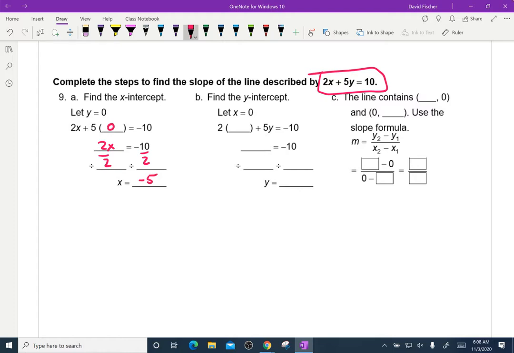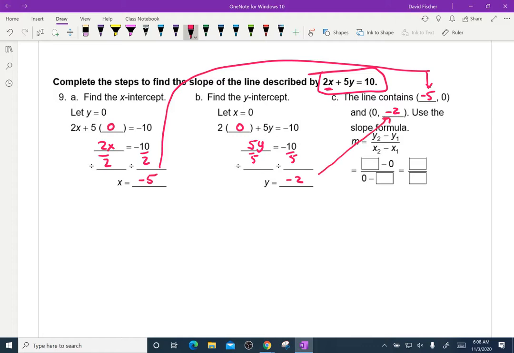Okay. Over here now, I'm going to put a 0 in for my x. Right there it is. So now my equation says 5y equals negative 10. We're going to divide both sides by 5. And so now my y equals negative 2. So now they want you to plug in the coordinates the line contains. My x value was a negative 5. That was way over here. And my y value was a negative 2.